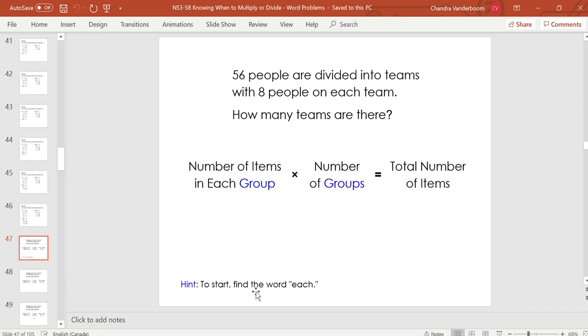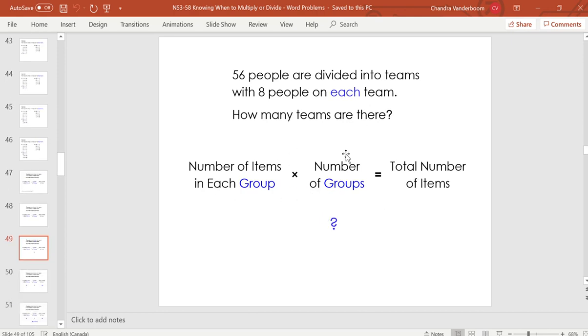And remember, to start, we can look for our clue words like each, every. That will tell us what our group is. So here we have each. That is our clue word there. And that tells us that our groups are teams. So let's see what information we can fill in.